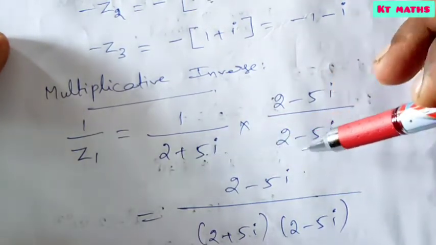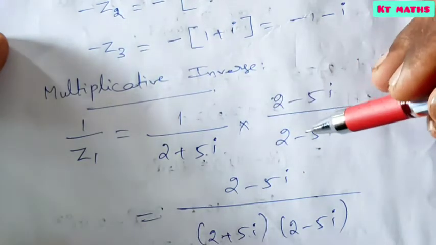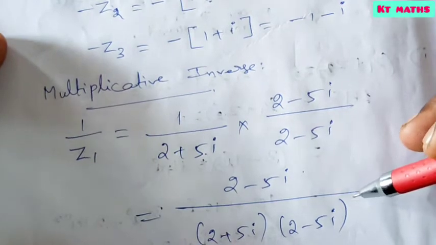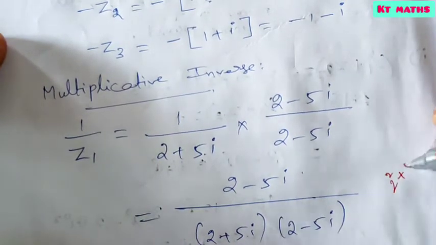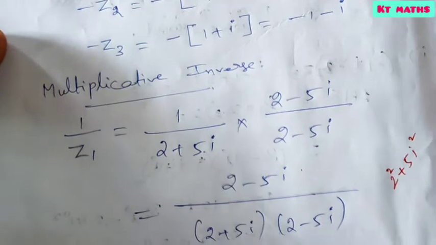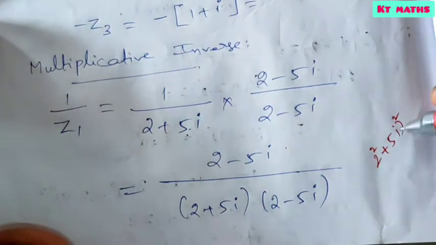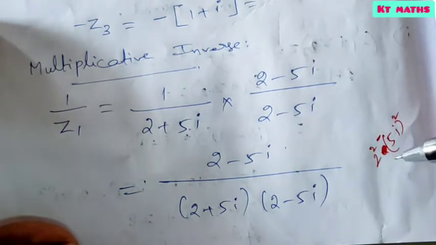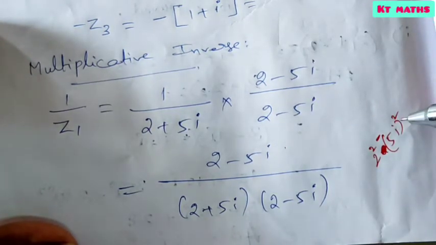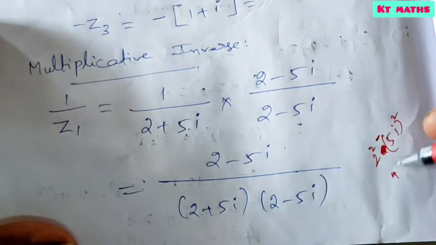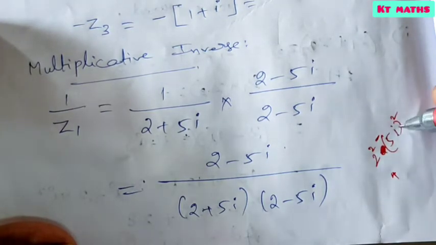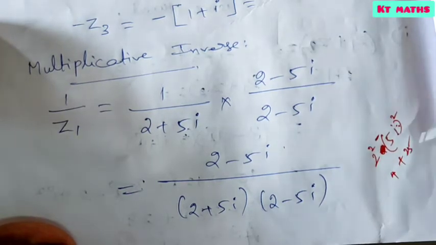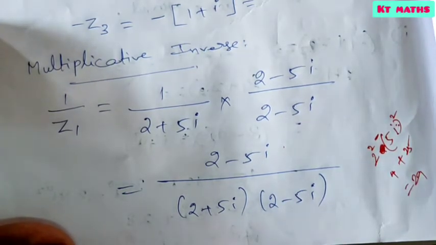So we use the (a plus b)(a minus b) formula. In the denominator we get 2 squared minus (5i) the whole squared. 2 squared is 4. 5i squared: i squared means minus 1, so minus into minus gives plus 5 squared, which is 25. So the total is 29.